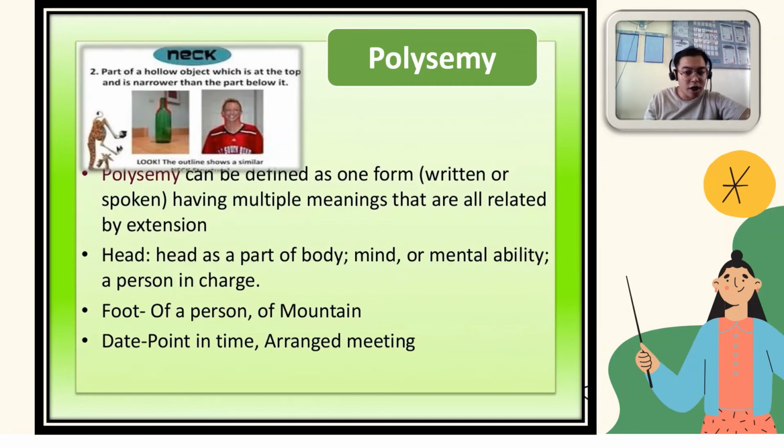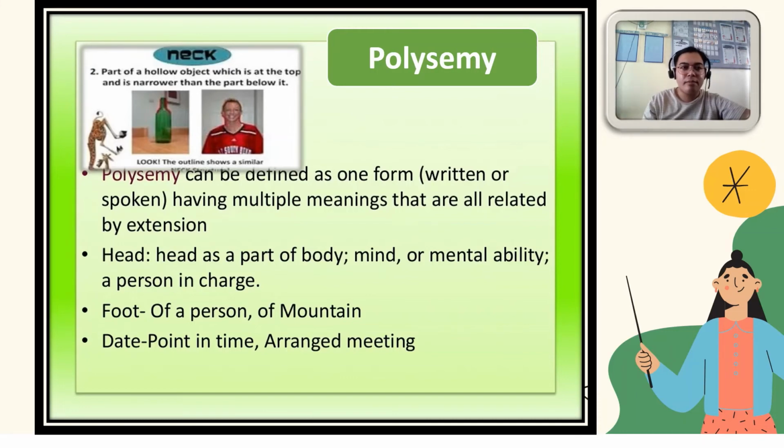Another example is foot. Now, it might be the foot of a person, the foot of a mountain, right? Another is date. In date, it might be a point in time, or it might be an arranged meeting. So, when we say polysemy, it can be defined as one form, written or spoken, having multiple meanings that are all related by extension.